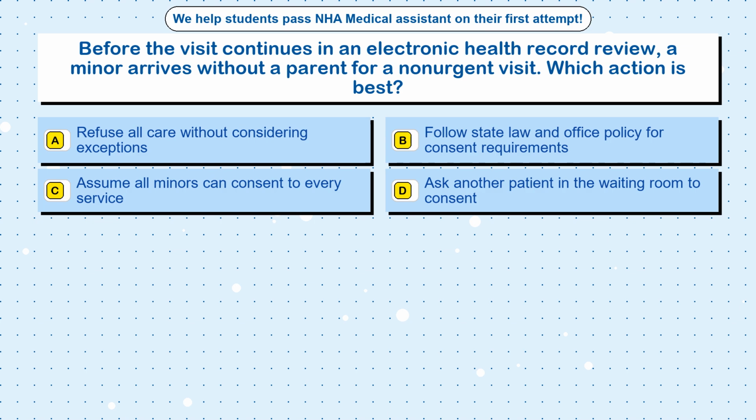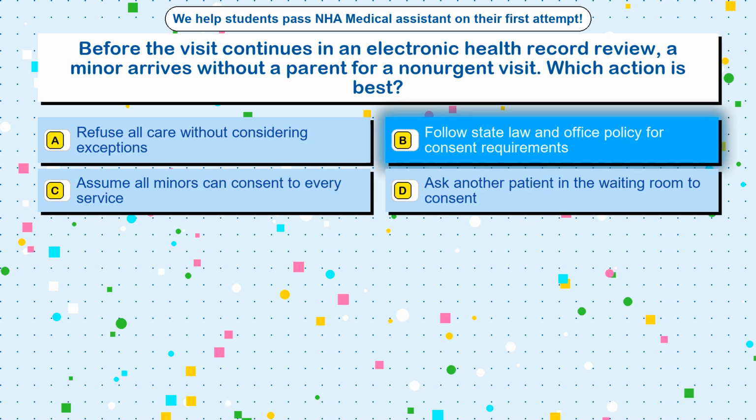Assume all minors can consent to every service. Option D. Ask another patient in the waiting room to consent. The correct answer is option B. Follow state law and office policy for consent requirements.